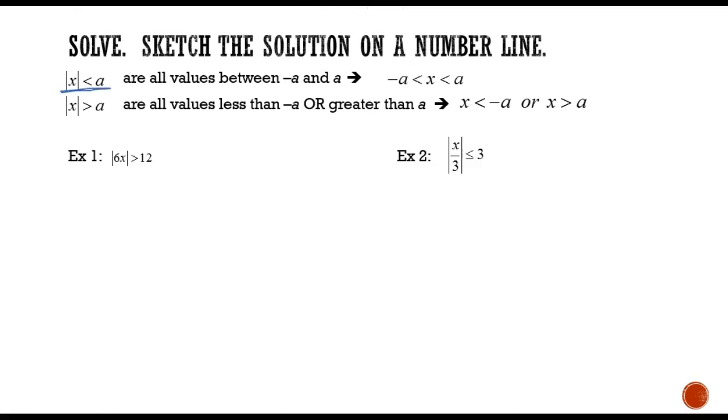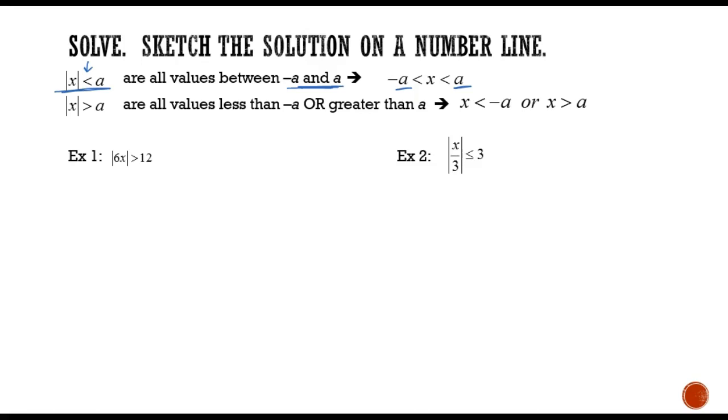Notice this, the absolute value of x is less than a. If it is less than, that means that all values between negative a and a will work for x. So this is the between type. So it looks like this: negative a, so that x is between the negative value of a and positive value of a. That's what we're looking at if the inequality is less than.